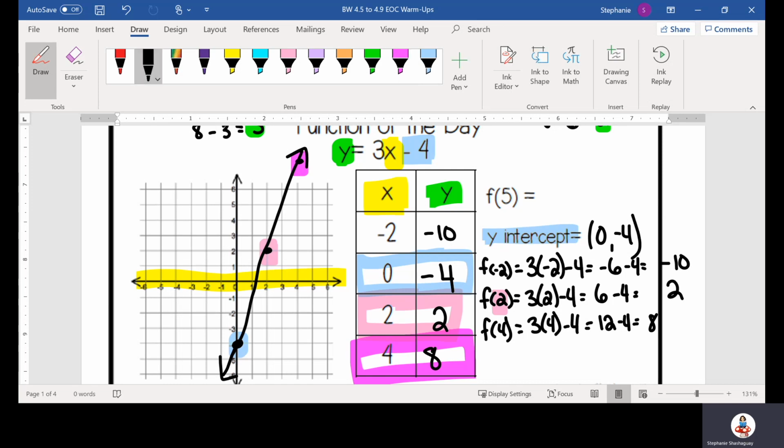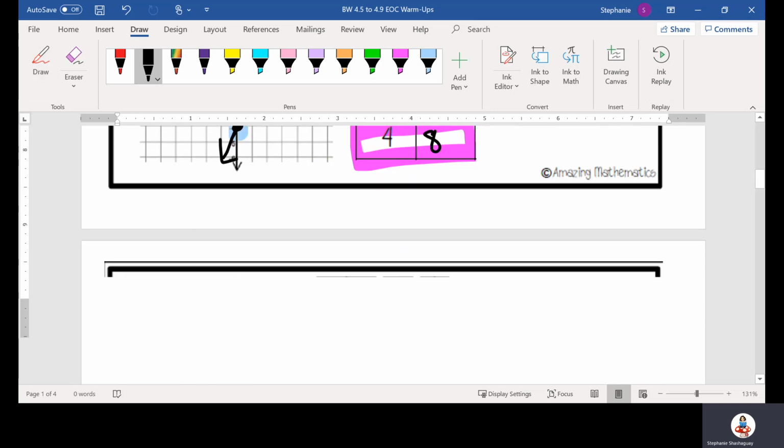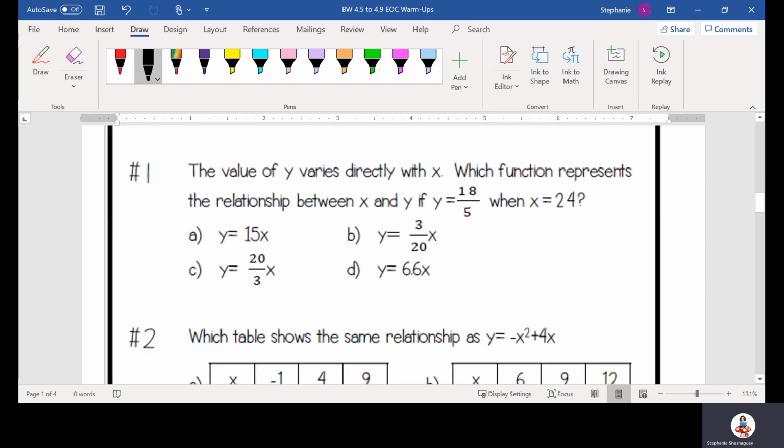The last thing we need to find is f of 5. F of 5 is going to be equal to 3 times 5 minus 4, which is going to equal 15 minus 4, which is equal to 9. All right, that was warm-up number 5. Now let's go ahead and look at warm-up number 6.